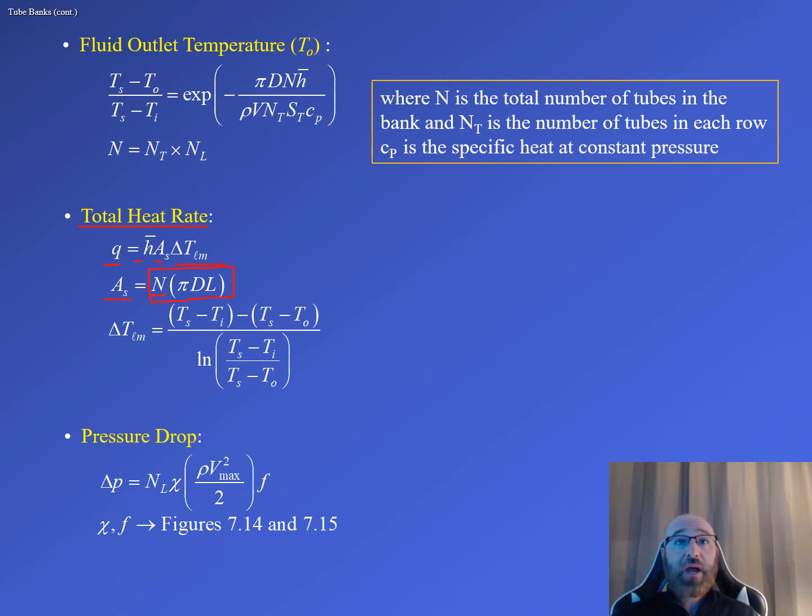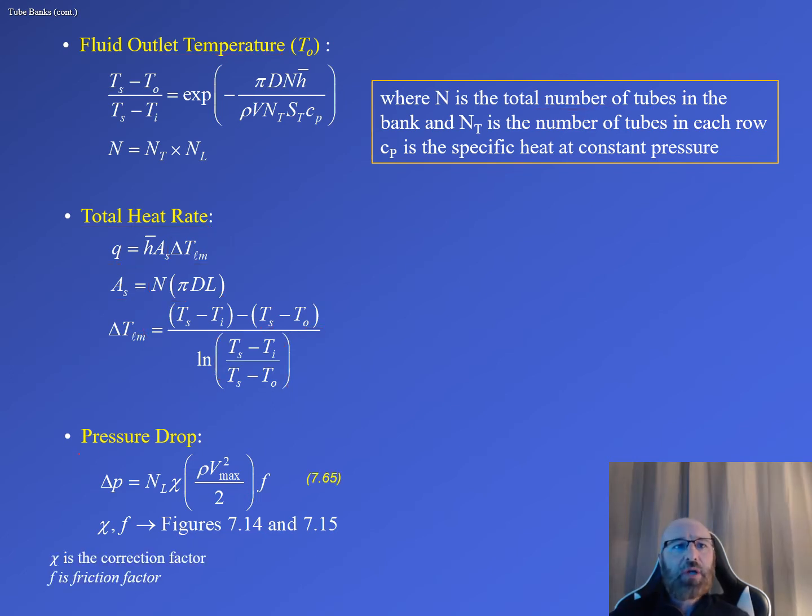So this is going to be N, where N is the total number of our tubes, times pi DL. So diameter and our length. That's where we get our A sub S from to plug back into our equation for Q here. And what is our delta T_LM? Well, delta T_LM down here is given by this relationship, where we have our T_S minus our T_I, minus now our T_S minus our T_O, where T_O is our fluid outlet temperature. And this is all divided by the natural log of our ratio of our temperature differential here of T_S minus T_I all over our T_S minus our T_O.